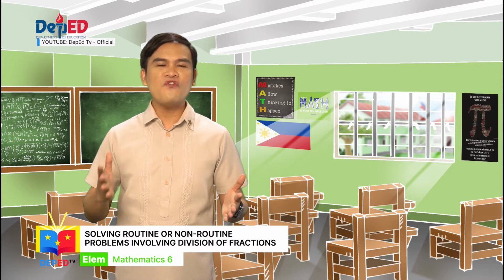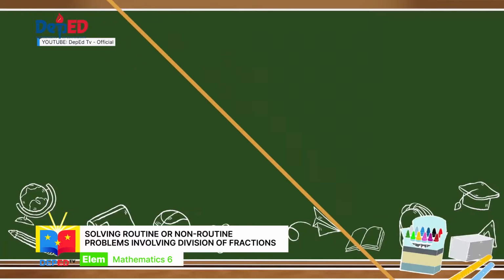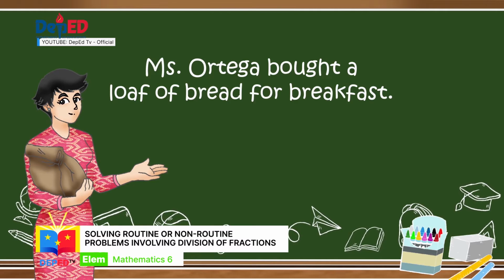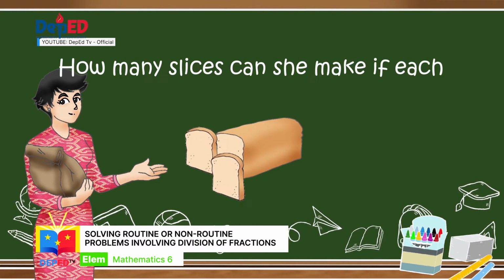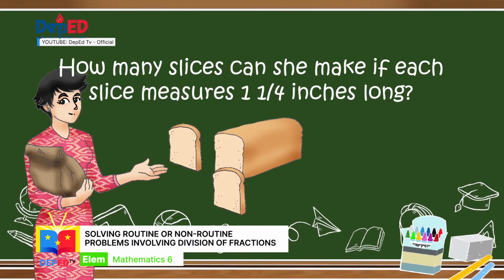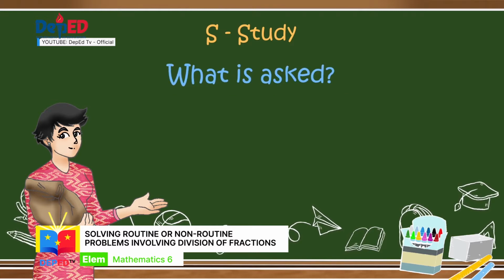Let us apply now the four main steps in solving word problem. Miss Ortega bought a loaf of bread for breakfast. It measures 20 inches long. How many slices can she make if each slice measures 1 1/4 inches long? Step 1. S stands for study the word problem. These are the guide questions in studying or analyzing the problem. First, what is asked in the problem?